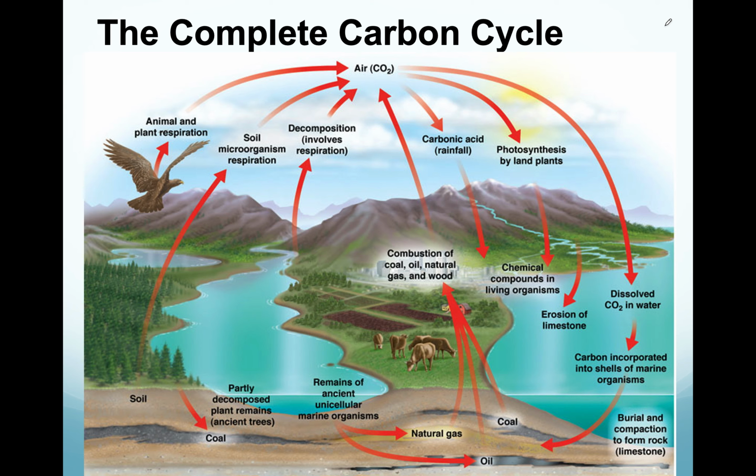So to summarize, plants take in carbon dioxide, they release oxygen. Carbon dioxide gets dissolved in water and can become the shells of marine organisms and can become coal and natural gas and oil. And then combustion and respiration releases carbon dioxide back into the atmosphere.